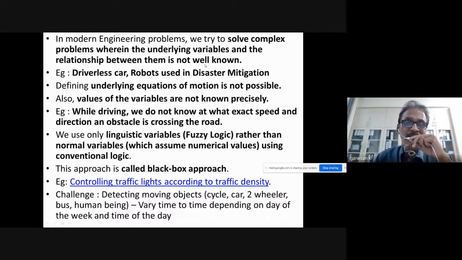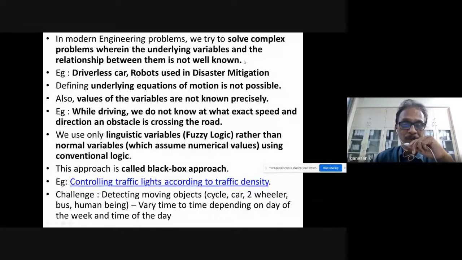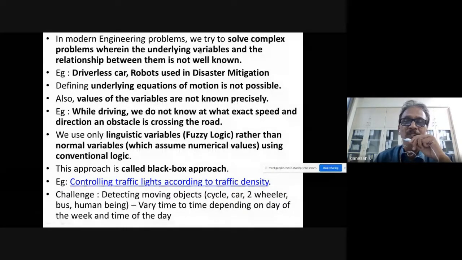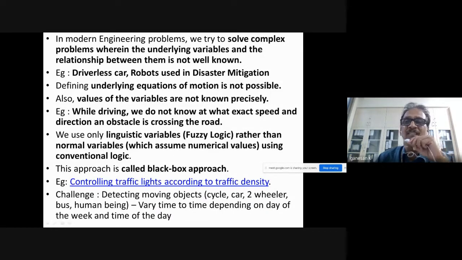Now we know that the driverless car is no longer a fantasy, and there are a lot of companies in San Francisco and California that are already testing successfully, and it is becoming very, very popular. So in modern engineering, we are trying to solve such complex problems wherein the underlying dynamical variables and the relationship between them are not very well known.